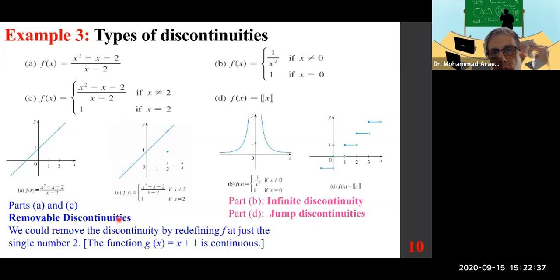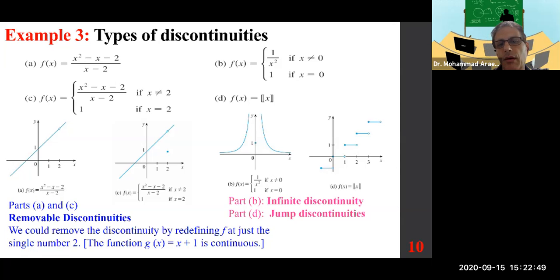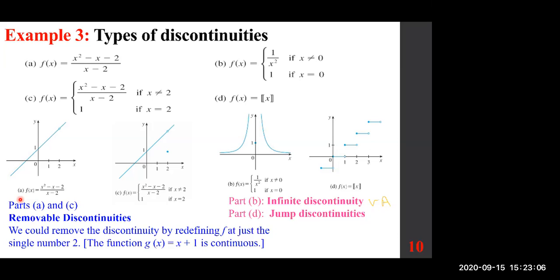So removable discontinuity, vertical asymptote, we write VA or vertical asymptote, or we have a jump, okay. All right, so those are the types of discontinuities. Let's move on.